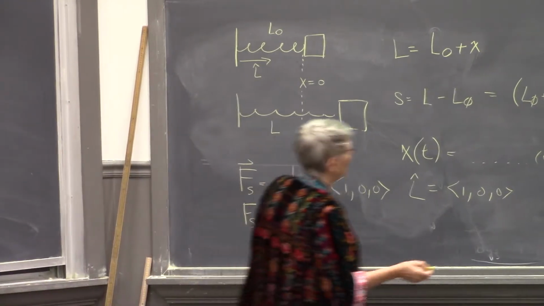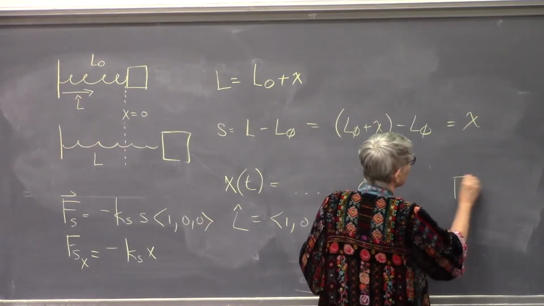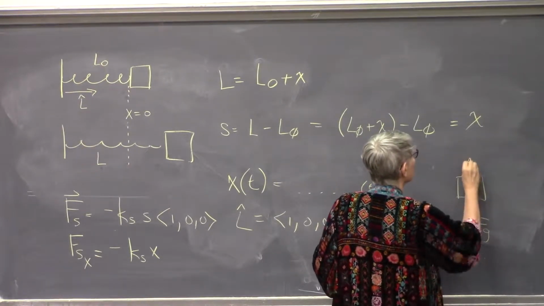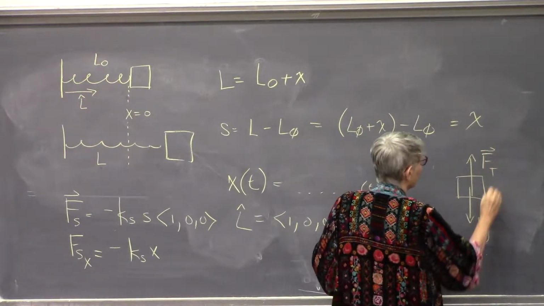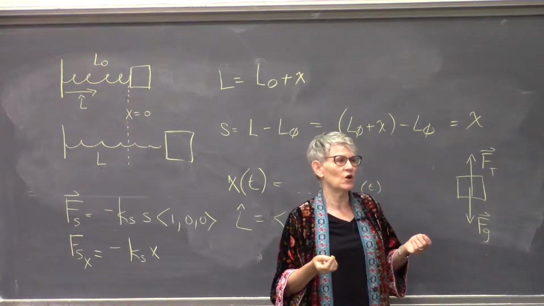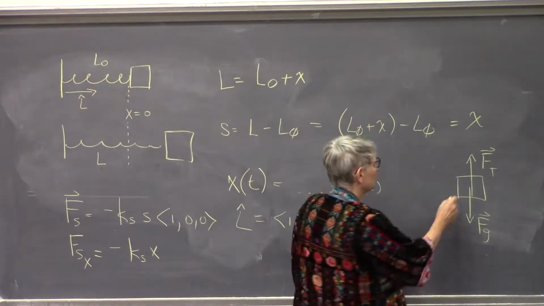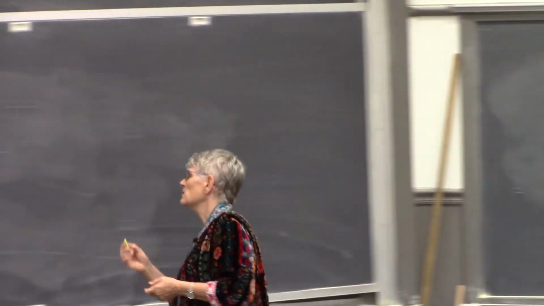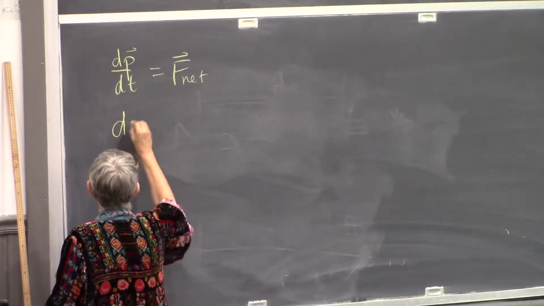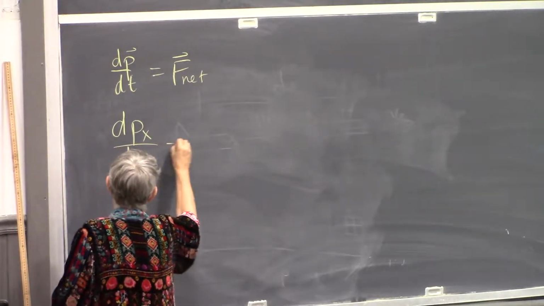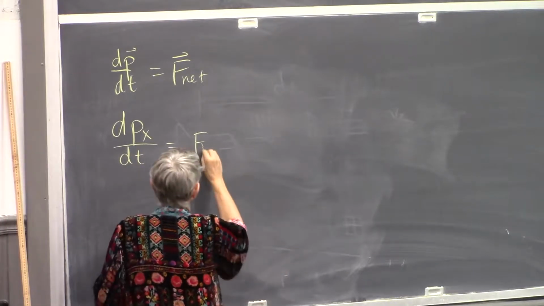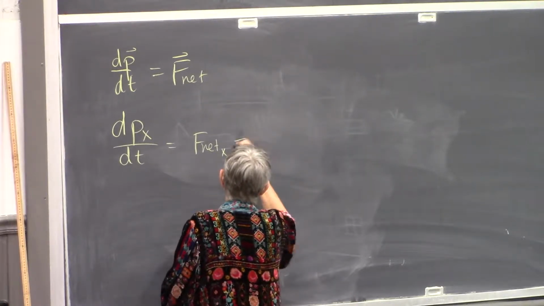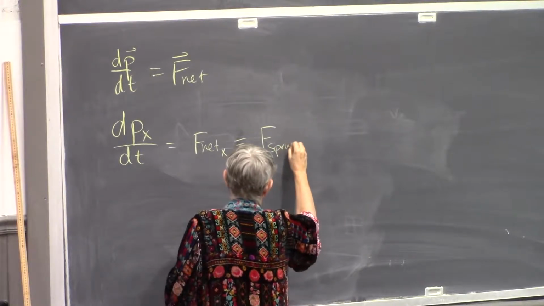And the only unbalanced force acting on the block is, of course, going to be the spring force, because we have a gravitational force down, but we have the force by the table up, and those two forces are equal and opposite, which we know because the momentum isn't changing in the y direction. So the only force we have to worry about is the spring force, which can be in either direction, okay? So we can just worry about x directions, and so we can say dpx/dt is F net x, and that's just going to be equal to the spring force.